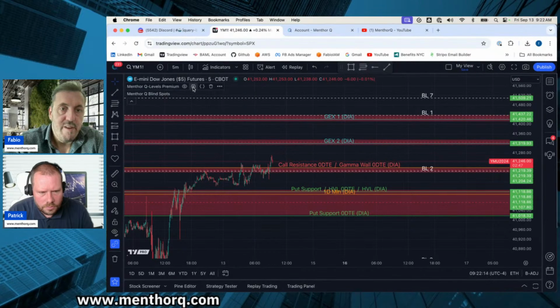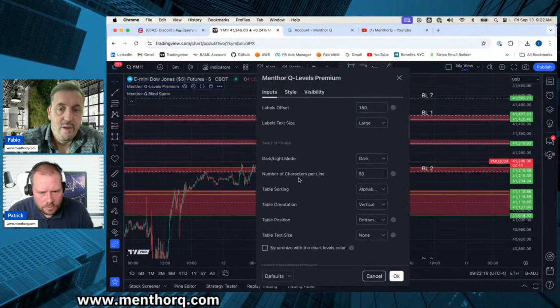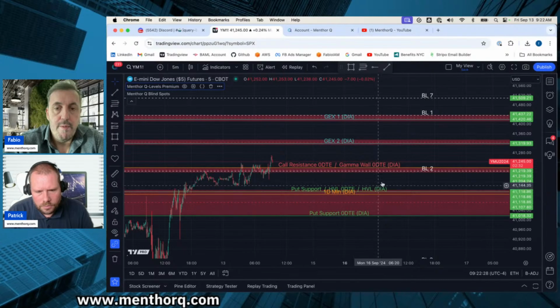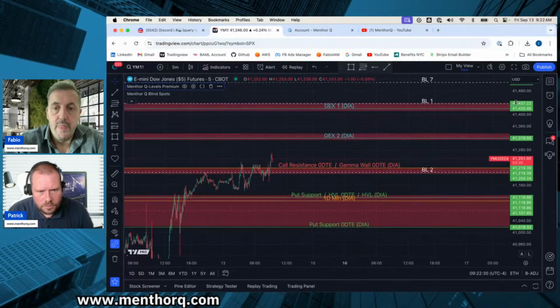And to do that, very simple, go to the settings, click on the levels conversion from DIA to YM, use the auto ratio, or you can also use a manual ratio if you want, or a spread, and then the levels will be plotted. So very easy.